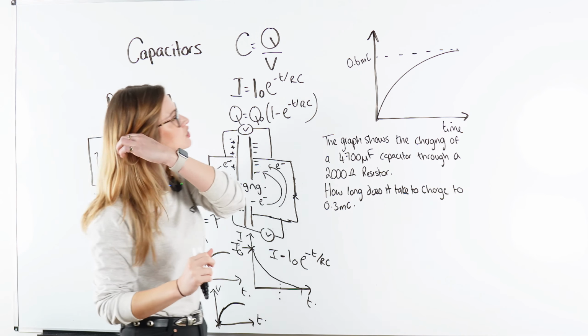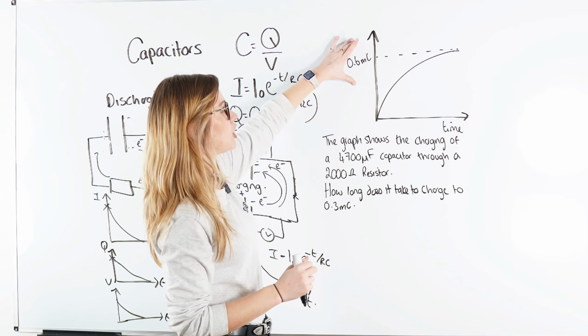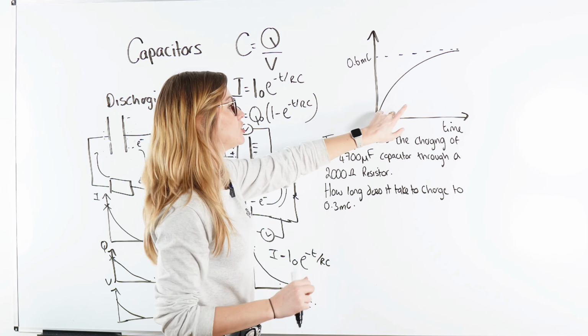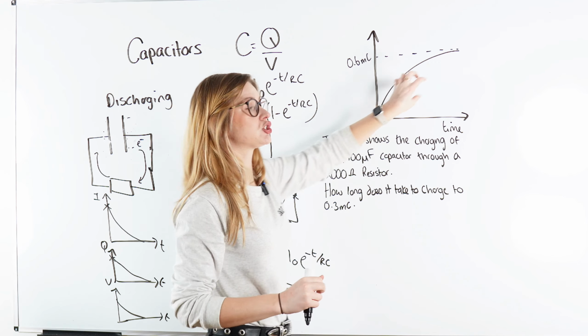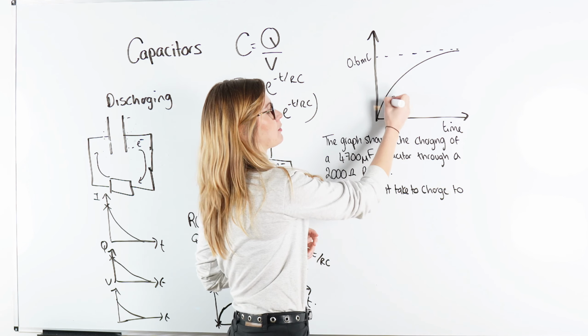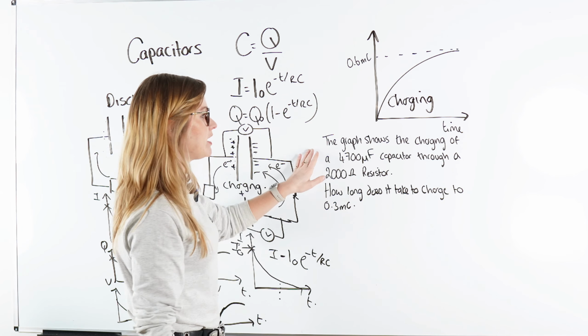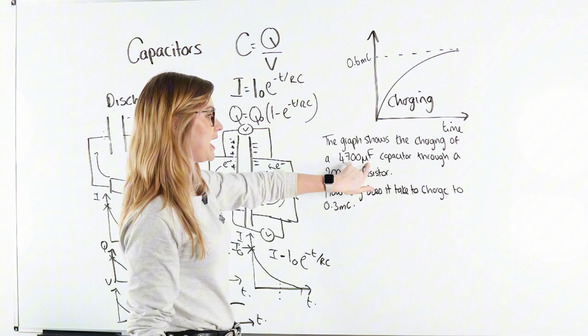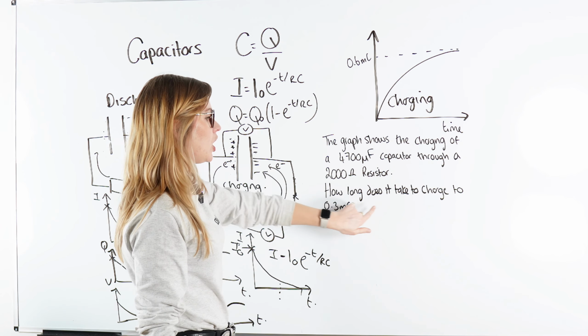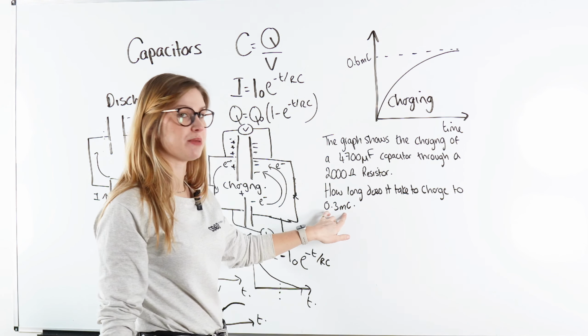Okay, so this question shows us clearly how the charge varies with time. The charge is increasing over time. So if the charge is increasing over time, clearly this is for a capacitor that is being charged. So this is a charging. It says the graph shows the charging of a capacitor through a resistor. How long does it take to get to 0.3 millicoulombs?